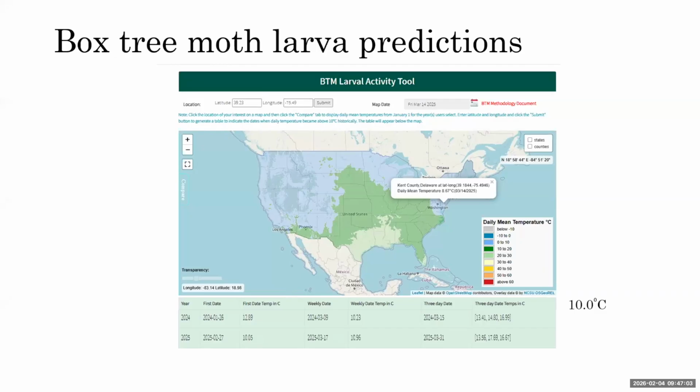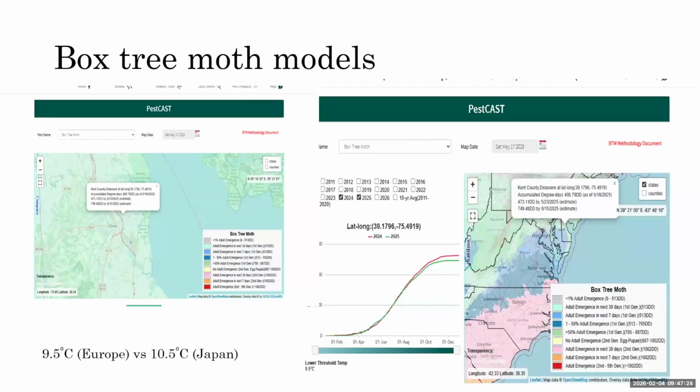Now, what we're trying to do in Delaware, we're hoping to partner with Maryland and Virginia Tech at some point, is to get a better handle on what's occurring in the mid-Atlantic. I have a proposal right now to evaluate the different sites throughout the state, when spring activity begins and when it ends in fall. We have adult box tree moth models available to get predictions. Here you can look at growing degree days for 24 and 25. They're pretty close until you get to the end of the year, and then 24 was a little warmer than last year.